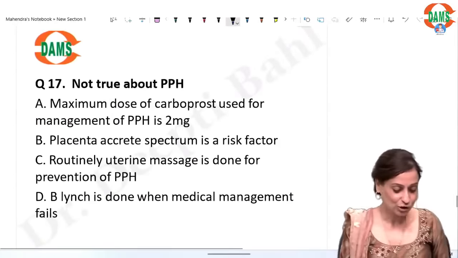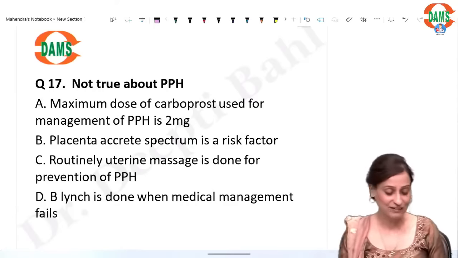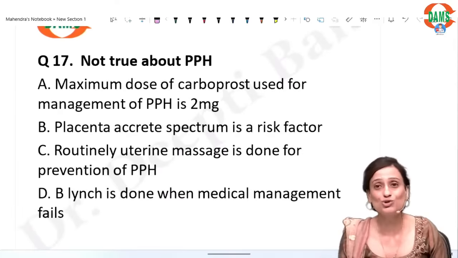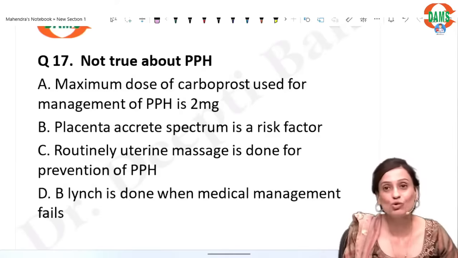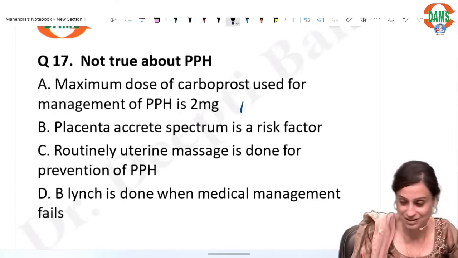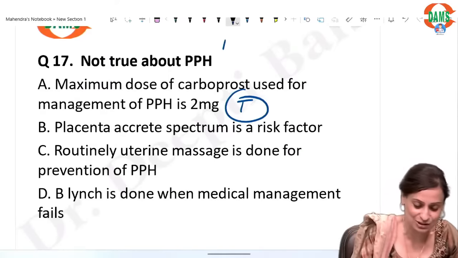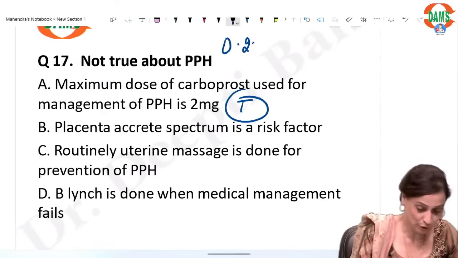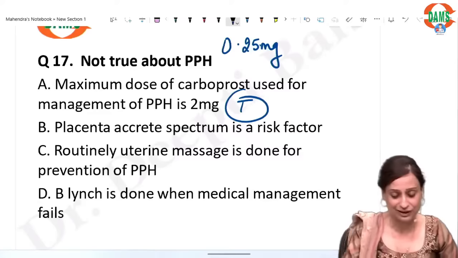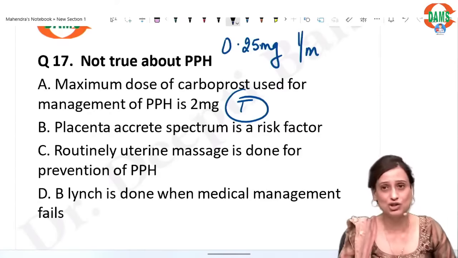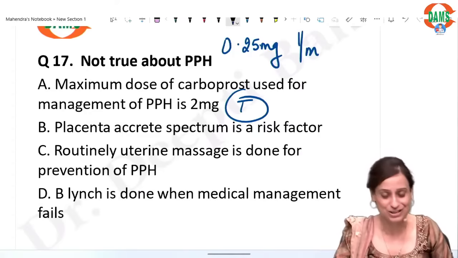Again, a very important topic that the AIIMS people are fond of asking. They will ask something or the other. So go through my PYT sessions as well. Not true about PPH. Let's quickly do this. Is the maximum dose of carboprost 2 milligrams? Yes, 2 milligrams is a true statement. What is the dose? The dose is 0.25 milligrams intramuscular, and you can give it 8 times. So that is the correct statement.